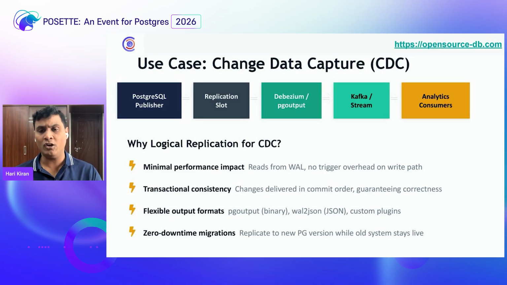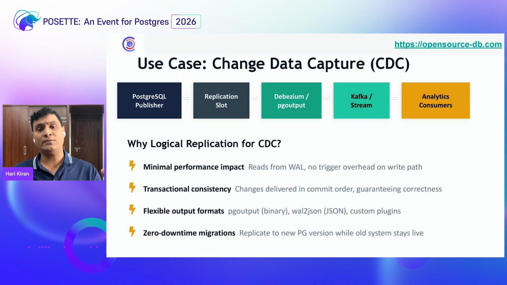The pgoutput plugin gives you an efficient binary format. wal2json gives you JSON and easy parsing. You can even write custom output plugins for specialized needs. Spock is a good example.